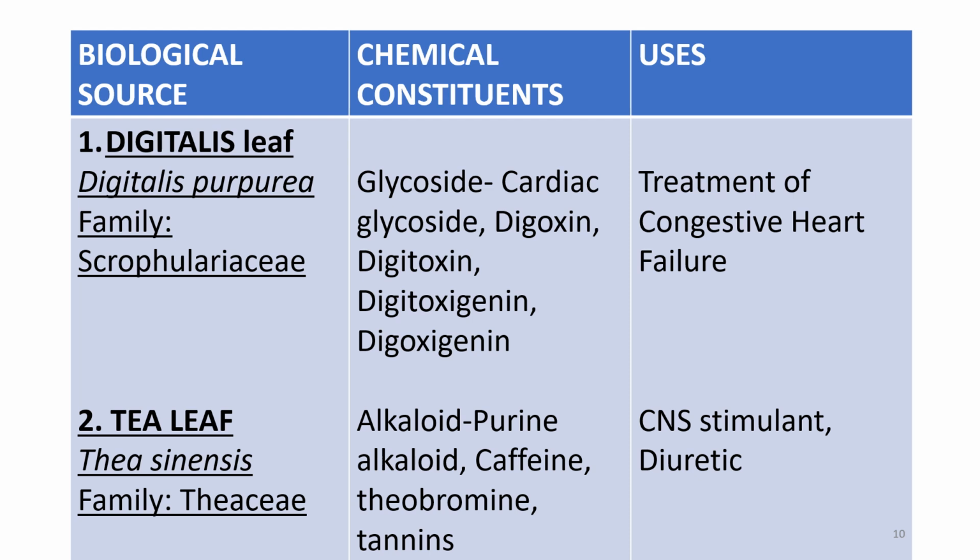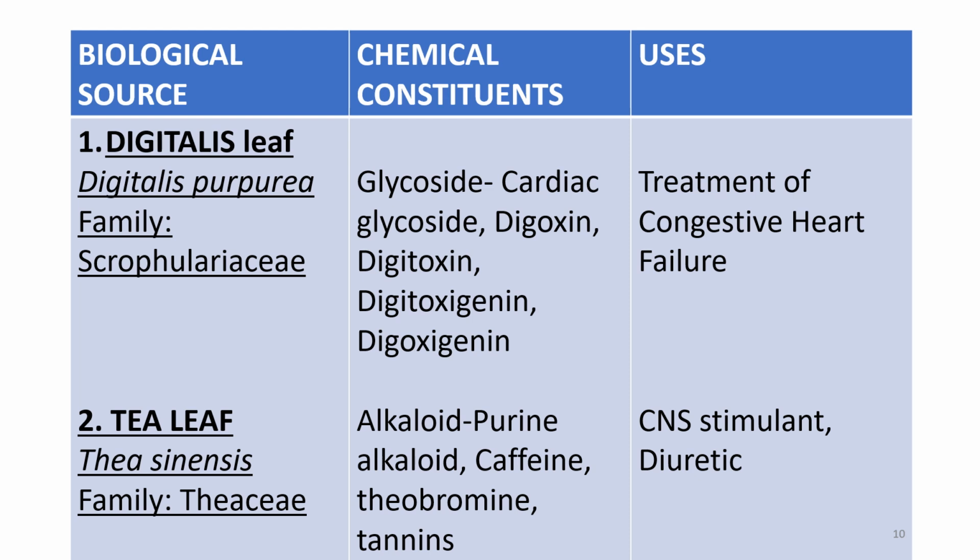Digitalis purpurea belongs to family Scrophulariaceae. It contains glycosides. Glycosides means any organic compound which, after acid or enzymatic hydrolysis, gives a sugar or non-sugar portion. That type of compound is known as glycosides. So here it contains cardiac glycosides mainly, that is digoxin, digitoxin, digoxigenin, digitoxigenin, etc. Mainly it is used for the treatment of congestive heart failure.